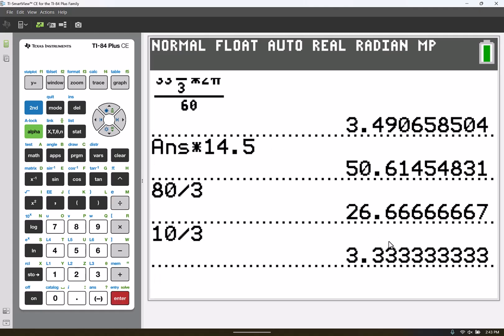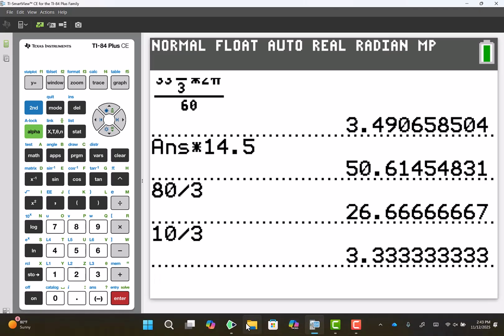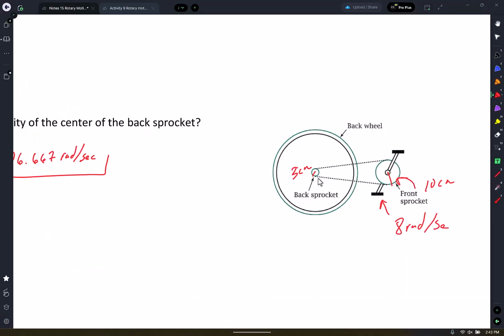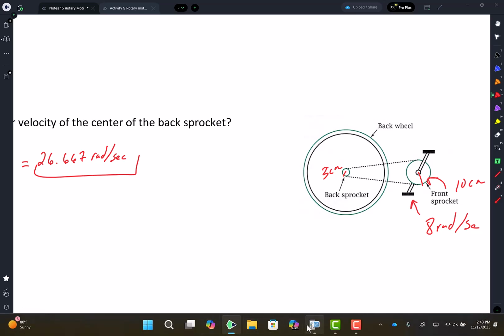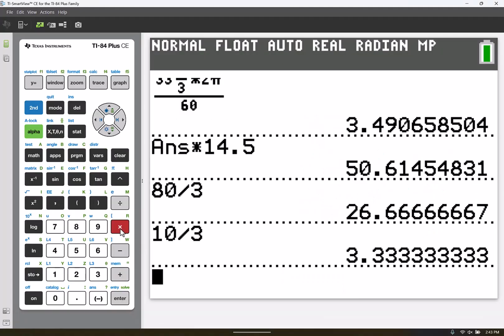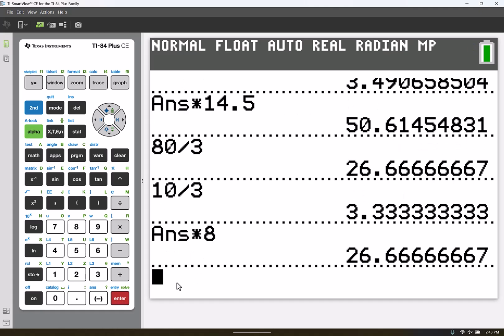So what does that mean? 3.333. This is what it means. Every time the front sprocket does 1 revolution, the back one does 3.333 revolutions. Does that make sense, guys? So I could have taken that 8, multiplied it by 3.333, and I bet you we're going to get the same answer digit per digit. You see that ratio? Times 8, because it's 8 radians per second in the front. So how fast is the back sprocket going? Look at that. 26.6667. Do you guys see what's going on?